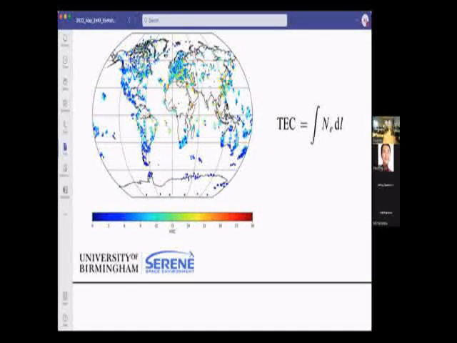So you can see that we have very good coverage, but most of the data are on land and only some on the islands and on the North Pole, on the South Pole.